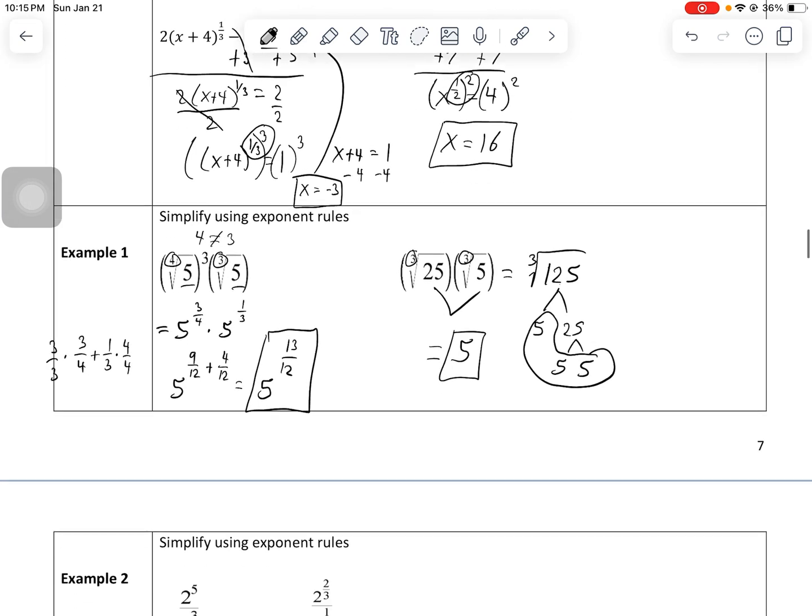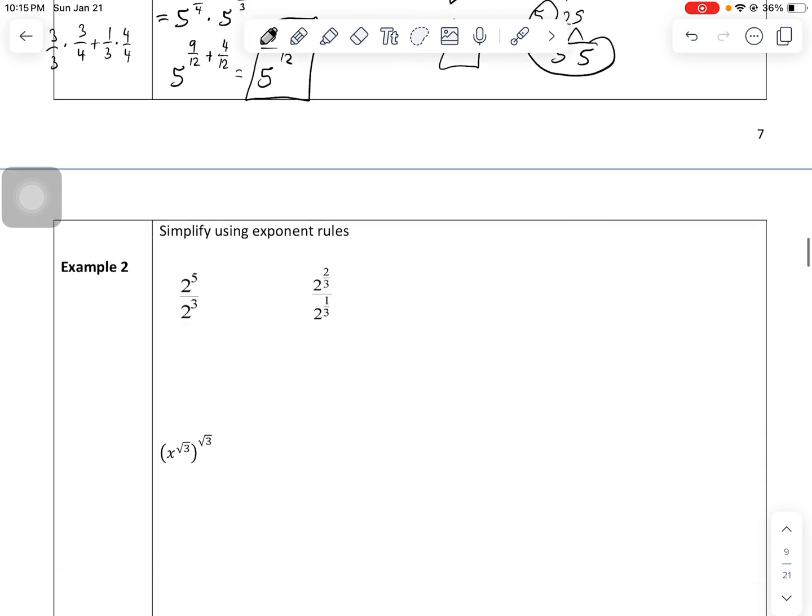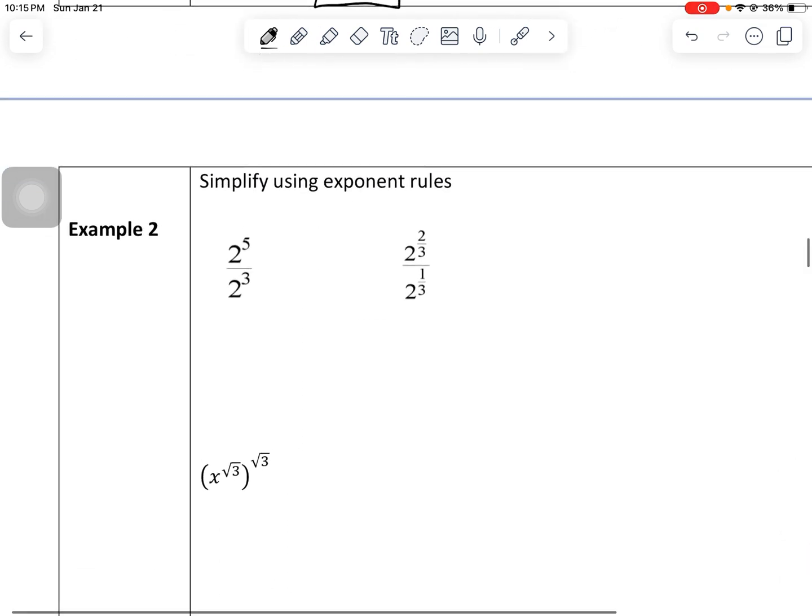but your answer ultimately just ends up being 5 for this problem. Here we have some more simplifying with exponent rules, so just some review from what we learned in the previous lesson. Here we would subtract the exponents. We would get 2 squared. 5 minus 3 is 2. And then we can multiply that or simplify it out to give us 4.